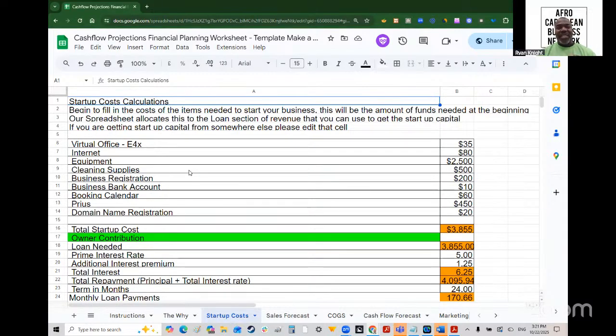Because if we have too much inventory and it's not moving, then something's wrong with our marketing and our sales strategy. So just things to think of, stuff like the business registration, business bank account, the booking calendar, those would be expensed right away on the income statement. But then when we look at something like the vehicle, so if we're buying a Prius, that asset would sit on our balance sheet and then it would be amortized over time.